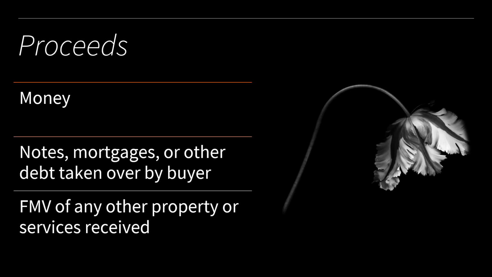Proceeds on the sale of a home could be money, which is very straightforward, right? But also if the taxpayer had any notes or mortgages or other debt that was taken over by the buyer, that counts towards the proceeds of this sale. And then if there was any other property that was received in exchange for the sale of this home, then that would also count towards the proceeds of this sale. So the fair market value of those other properties that were received by the taxpayer.